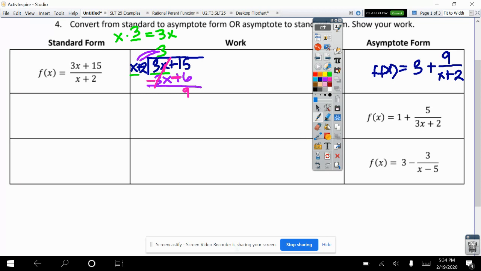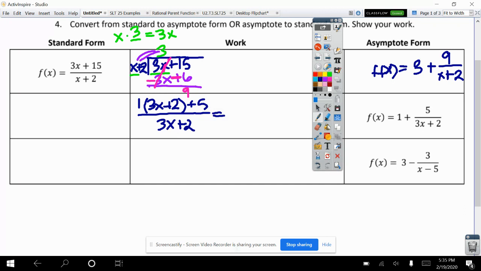All right, so next one, we're given the asymptote form and we need to do the standard form. I'm given 1 plus 5 over 3x plus 2. So the way we do this is we take the whole number, multiply it by the denominator, and then add the numerator. So I'm going to do the whole number, which is 1, times the denominator, which is 3x plus 2, plus the numerator, which is 5. And then I keep the denominator 3x plus 2 on the bottom. So don't forget to keep that denominator.